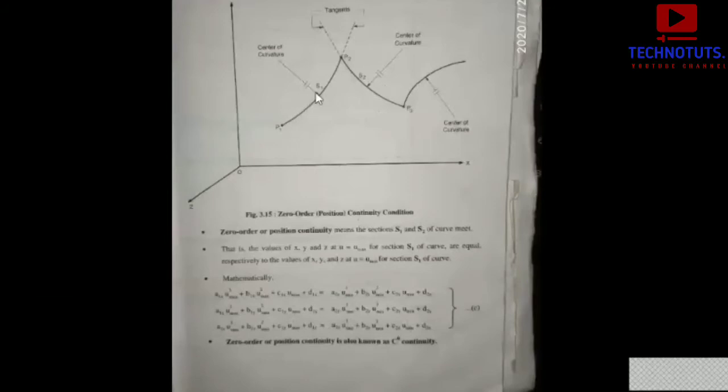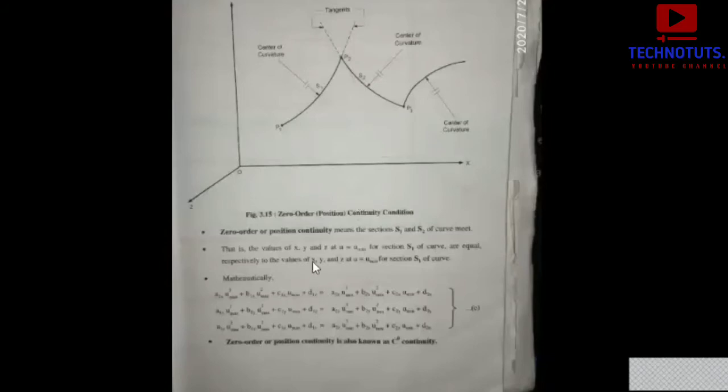Let us see the two sections. This is section S1 between points P1 and P2, and this is section S2 between points P2 and P3. The zero order or position continuity condition means the sections S1 and S2 of the curve meet at a point. These two curves meet at point P2, a common point for the two sections. So the zero order position continuity means the two sections meet at a point. Here the two sections S1 and S2 meet at point P2, thus forming the tangent at point P2.